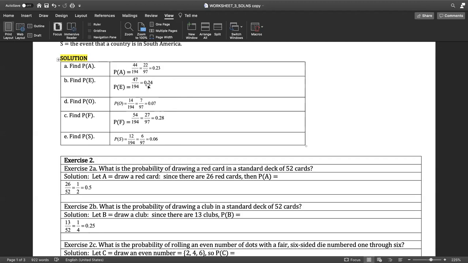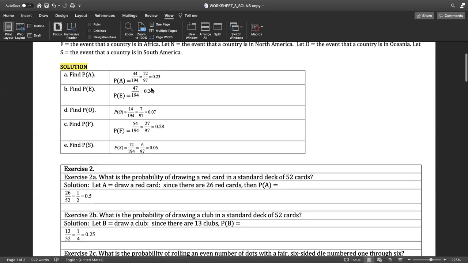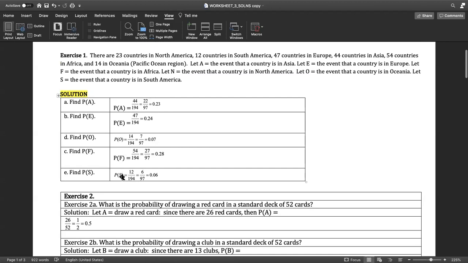I think we're not counting the North America ones. Yeah, North America isn't in there. Okay. All right. So let's see, what is the probability of North America? Let's calculate that really quickly. That would be 23 divided by 194. And that gives us about 0.12. So our complement is the countries in North America, and for some reason that's not listed here.